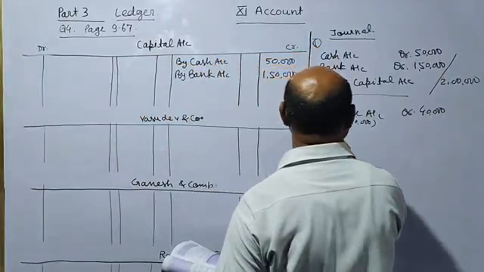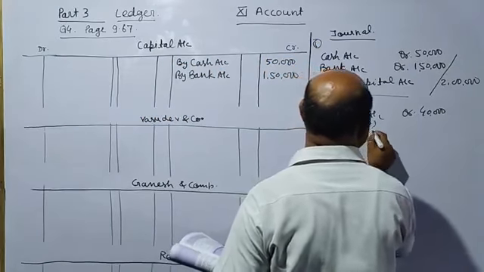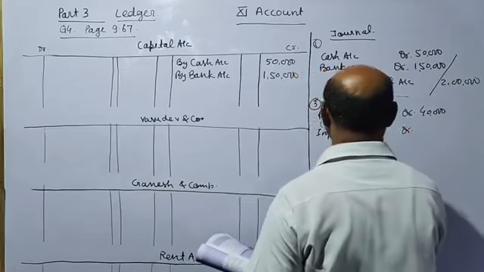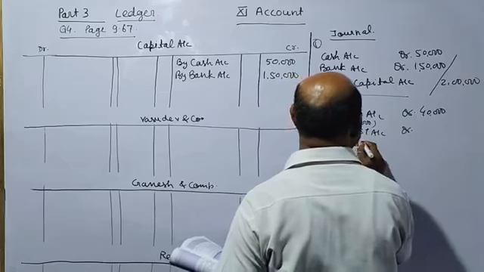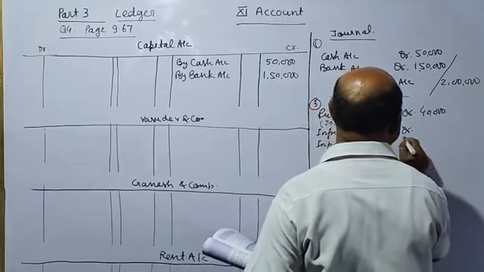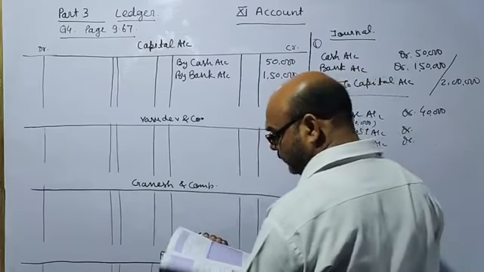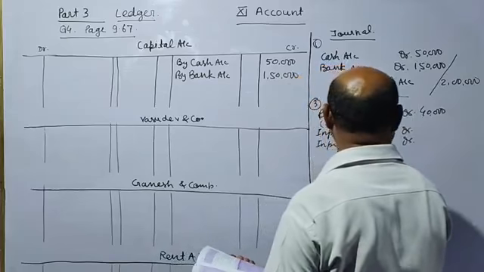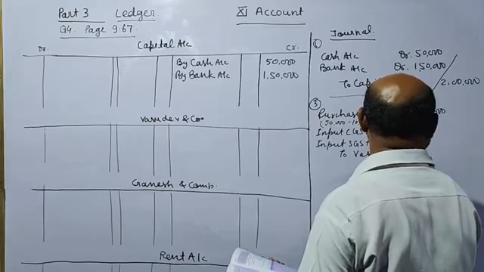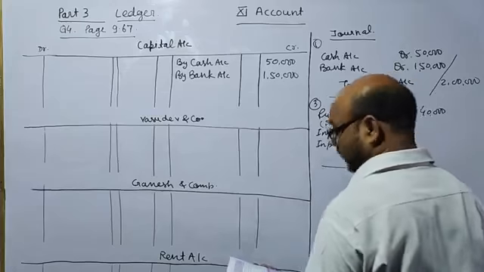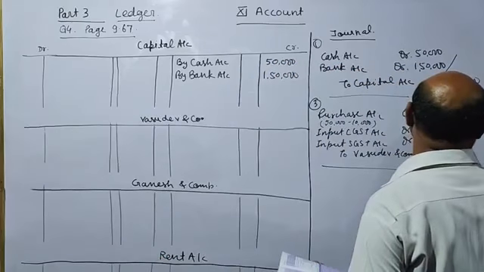So input CGST account debit, input SGST account debit, and to Vasudev and company. GST rate is 9%, so 3,600.